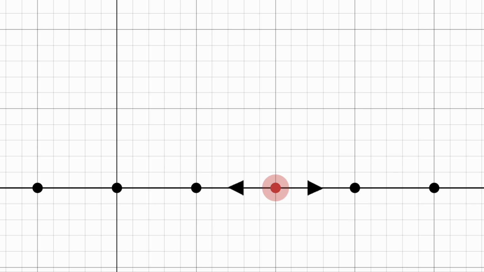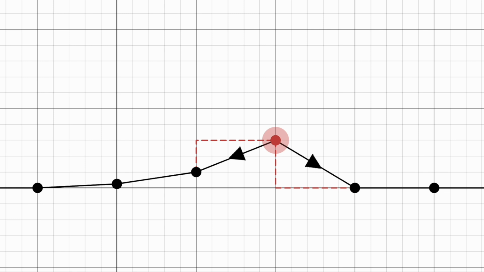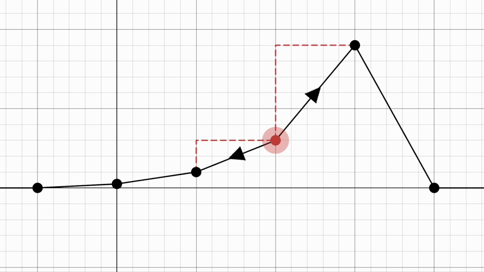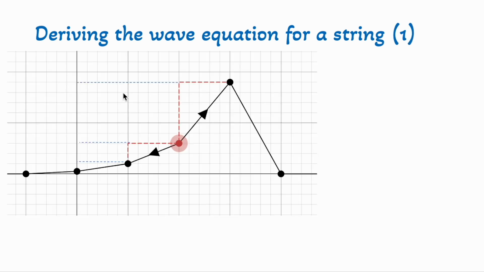So let's move some of those bits of string. Let's move that bit of string up, and that bit of string up a bit further, and this one up further still, and this one up further still. Okay, so now we've got forces with y components, and they are not equal and opposite, so there's going to be a resultant force on that red highlighted mass, and we can work out what the size of that resultant force will be.